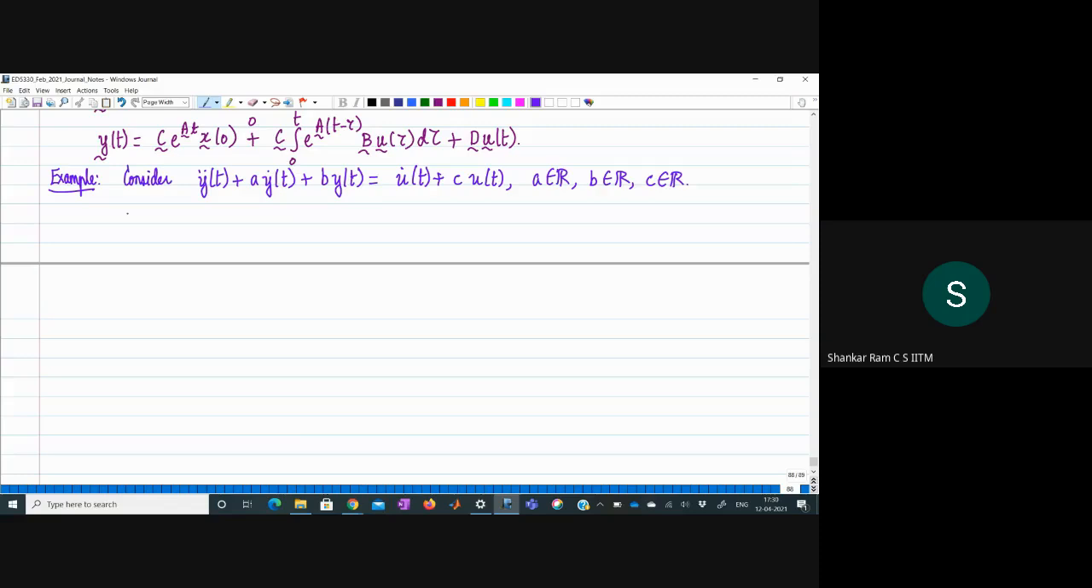By now, I'm sure all of us are familiar with this process. We can immediately get the transfer function to be (s plus c) divided by (s squared plus as plus b). By taking the Laplace transform on both sides, applying zero initial conditions and cross multiplying, we get this as the transfer function. So the transfer function is the same for all of us.